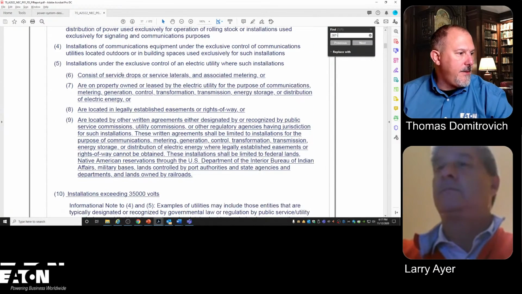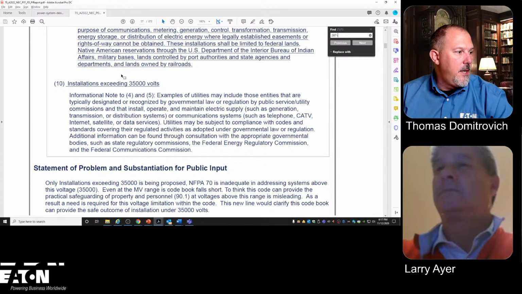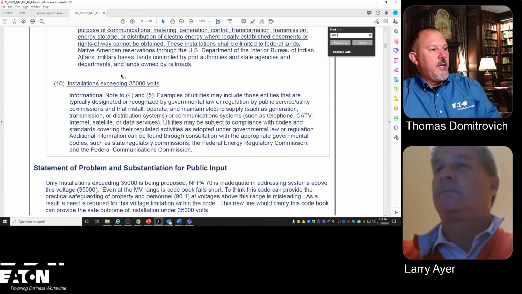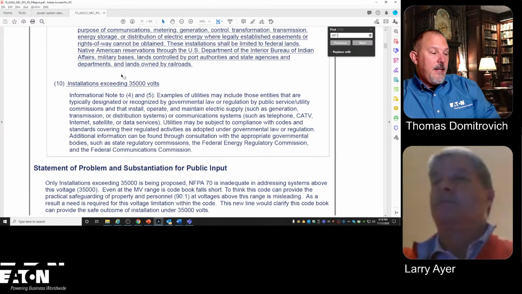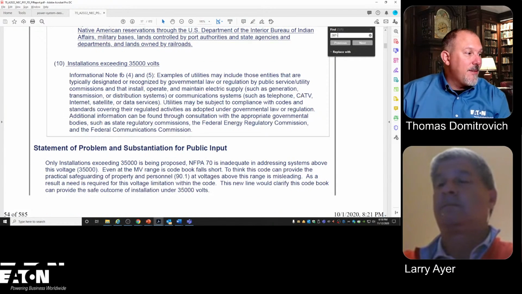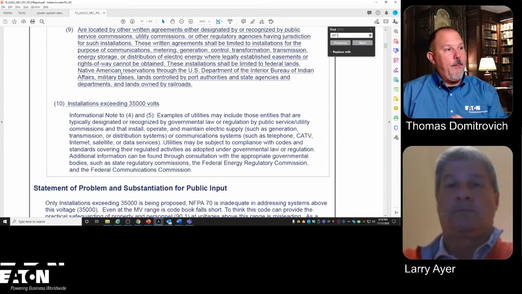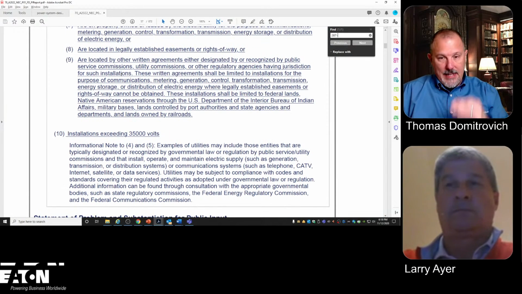He is looking at, and you gotta love this, installations exceeding 35 kV. He's saying only installations exceeding 35,000 volts is being proposed. NFPA 70 is inadequate in addressing systems above this voltage, even at the medium voltage range, as the code book falls short. The claim that this code can provide the practical safeguarding of property and personnel at voltages above this range is misleading. As a result, a need is required for this voltage limitation. So he's looking at limiting the application of the NEC to 35,000 volts and less.